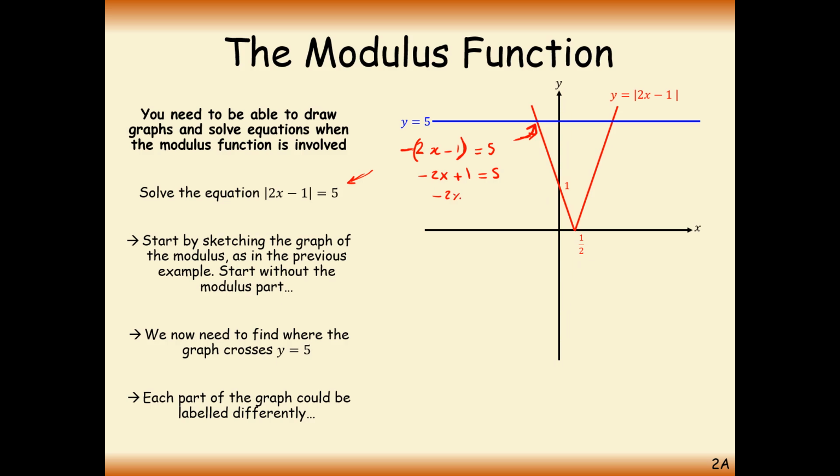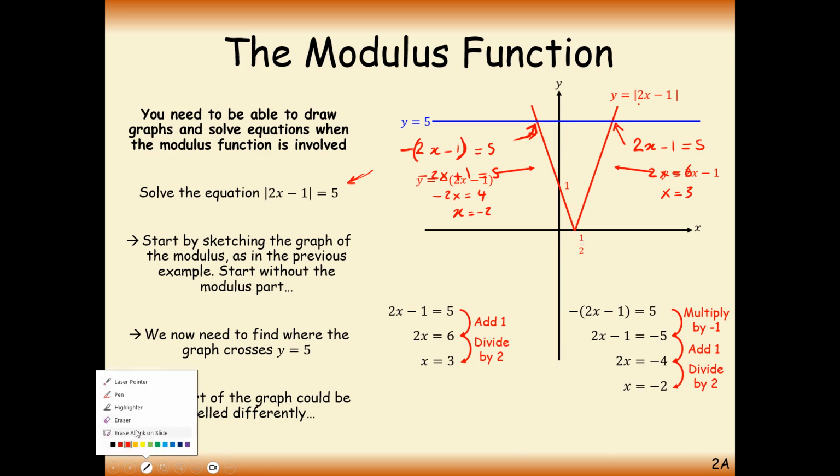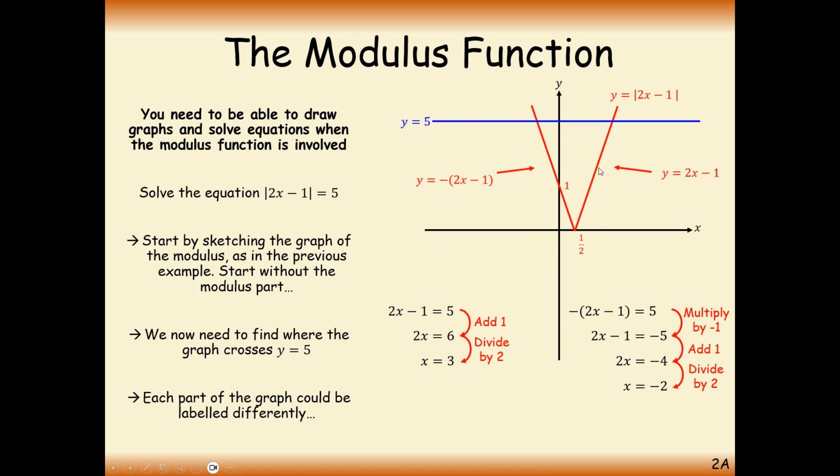That means minus 2x is 4 and x will be negative 2. To find this other intersection, we take the positive version of the graph. That's 2x minus 1, simply set equal to 5, and we'll solve it. x will be 3. So that's how we solve this kind of problem. Okay, let me wipe off my writing here. So that's what we would do if we didn't have to draw the graph.